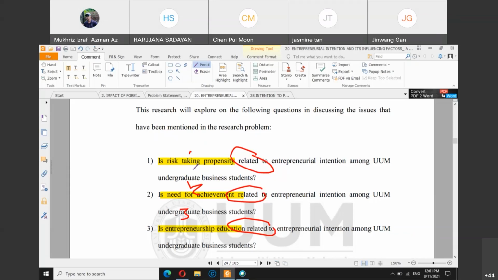Meaning you are not doing something completely new or different, and then having a problem creating the research question. So if you have a thesis or a few theses to refer to, you may use the research question from that thesis, but you need to modify it, because if you are focusing on UUM, then it should be something like this. So it must be related to the focus group.